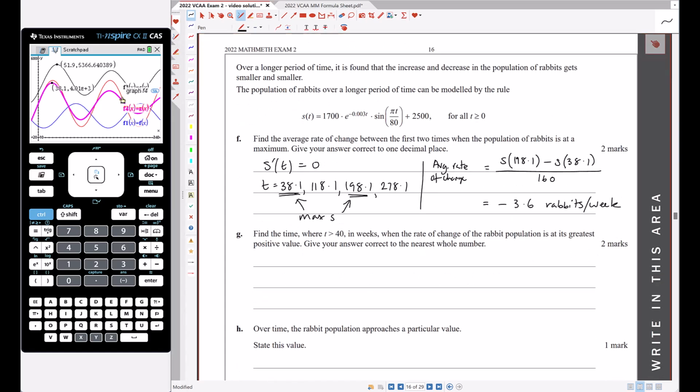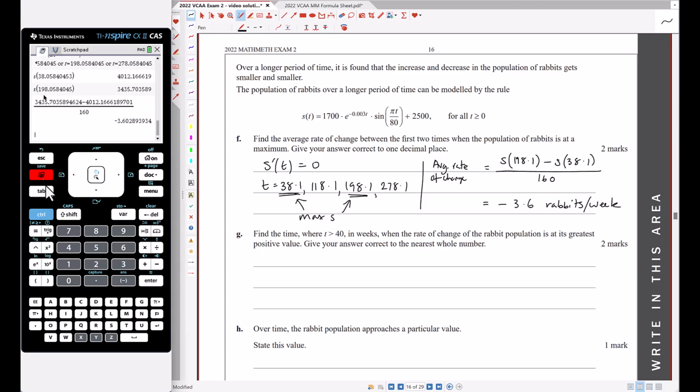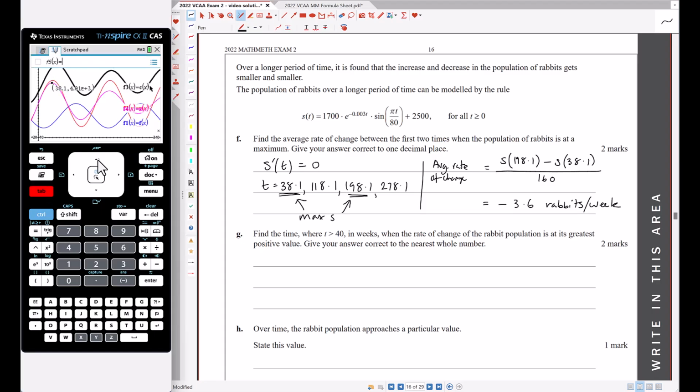Find the time where t is bigger than 40 in weeks when the rate of change of the rabbit population is at its greatest positive value. Give your answer correct to the nearest whole number. Okay, so what we need to observe from this graph here, let me just get rid of the graphs we don't need so we can see a bit more clearly. We want F4, I don't want F3, F2, or F1. Okay, I've still got that point sitting up there, but we'll ignore that for now.